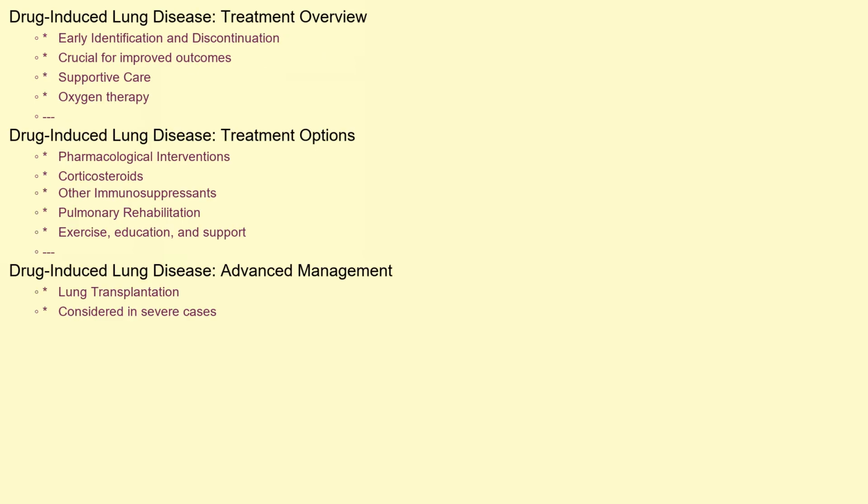A scene shows images of potential treatment options, such as oxygen therapy, corticosteroids, and other immunosuppressants. The treatment and management of DILD primarily focuses on stopping the offending medication. Early identification and discontinuation of the drug are crucial for improving outcomes. Supportive care, such as oxygen therapy, may be necessary to alleviate shortness of breath and improve oxygen levels.